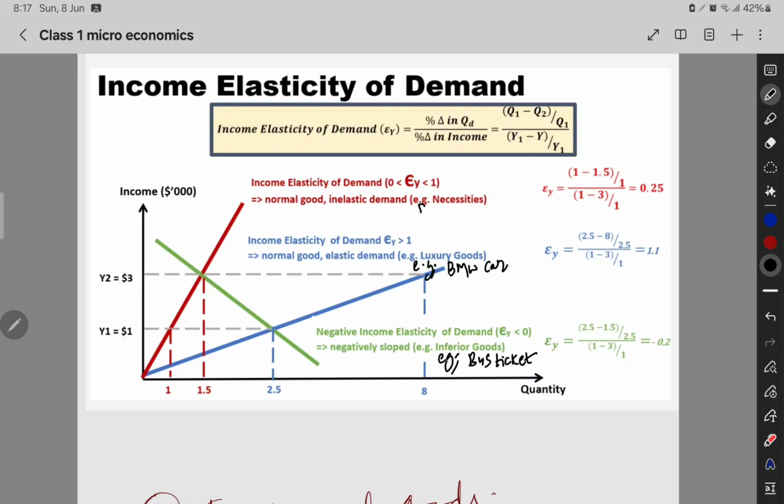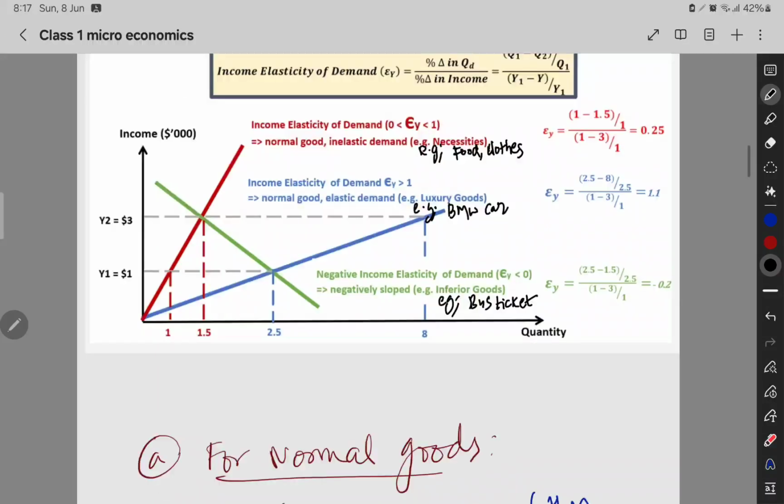And necessity: will you stop eating food just because your income increased? No, you will eat food, you will wear clothes, but you will try to wear some good clothes. So tell me, my income increased, what happened to the change in quantity demanded with respect to change in income? Of course there is an increase in income. What happened to the quantity demanded?